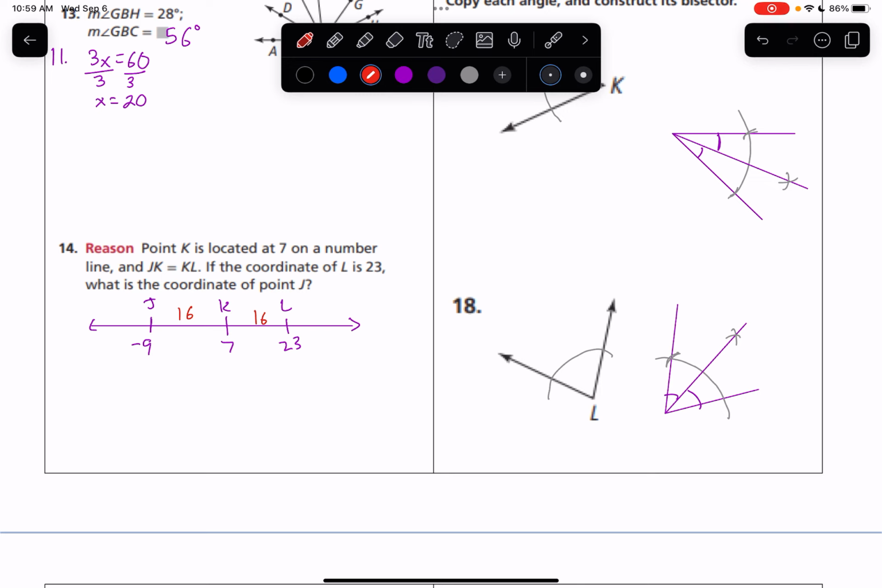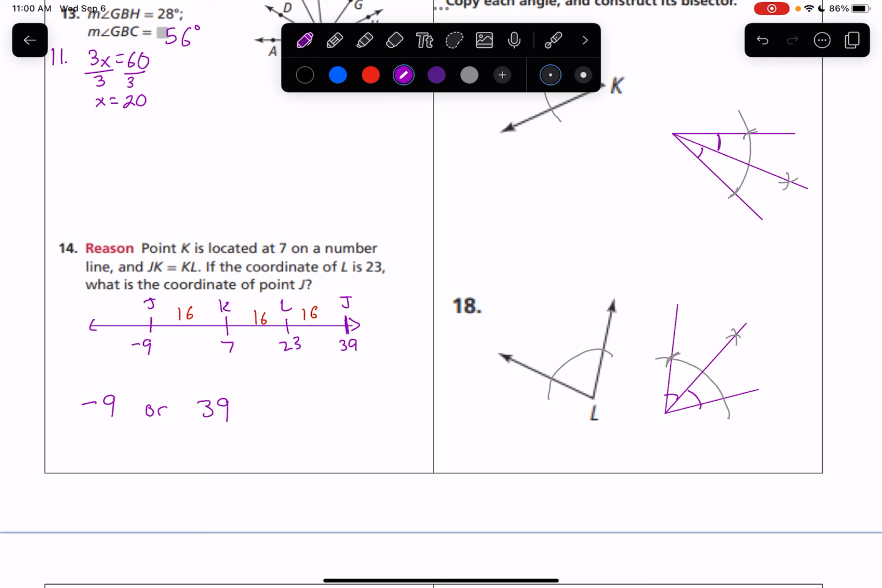But it's also possible that J could be on the other side of KL. It could be over here 16 units, and this could be J. And we would do 23 plus 16, or 39, because there would be 16 in between those two as well. So the two possible answers here are negative 9 or 39. Both of them could be the coordinates of point J if JK equals KL.